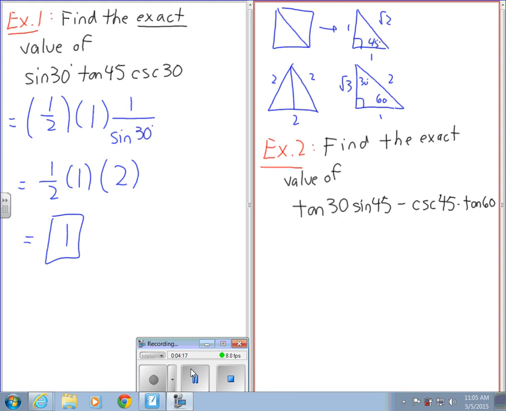How'd you get 1? Because 1 divided by 1/2 is 2. Just think what I did here. This term, 1 over sine 30 equals 2. We're okay with that? So I just multiply that. 1/2 times 1 is 1/2. 1/2 times 2 is 2 over 2, which is just 1.